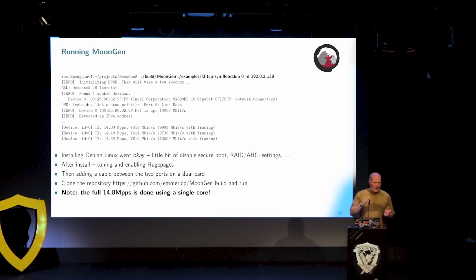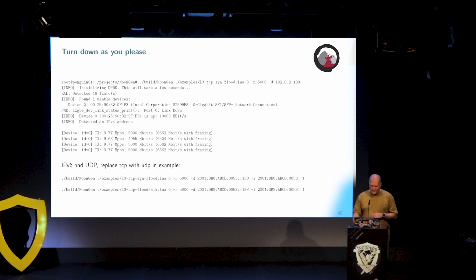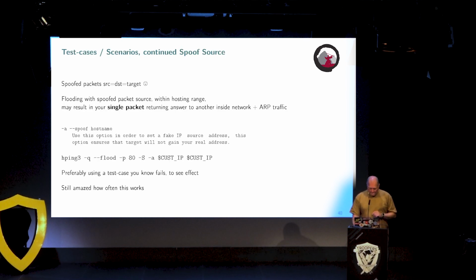So the main part of this is very little Lua scripting. And you can turn down the rate. So this tool will allow you, in this case, to send 5 gigabits instead of the full 10 gigabits. So it can be turned up and down like HPing3, but it's not as flexible on the command line as HPing, so I still use HPing3 a lot. I skipped a couple of slides because I put them in the wrong order, sorry.